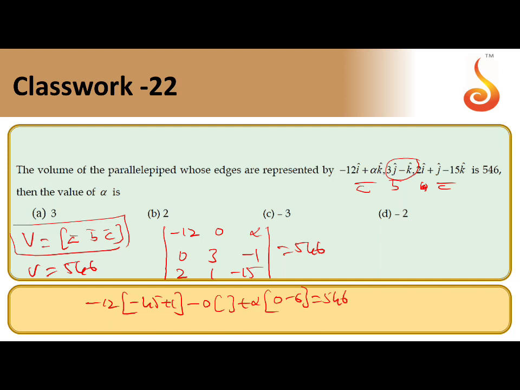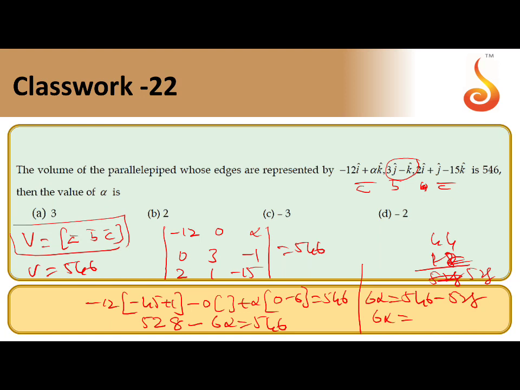So now we can simplify. Minus 12 into minus 44 is 528. Sorry, 45, 12, sorry, this is 12. So 528 comes here. Next 0. So minus 6 alpha equal to 546. So 6 alpha equal to 546 minus 528. So 6 alpha equal to 18. Alpha equal to 3 is the answer.